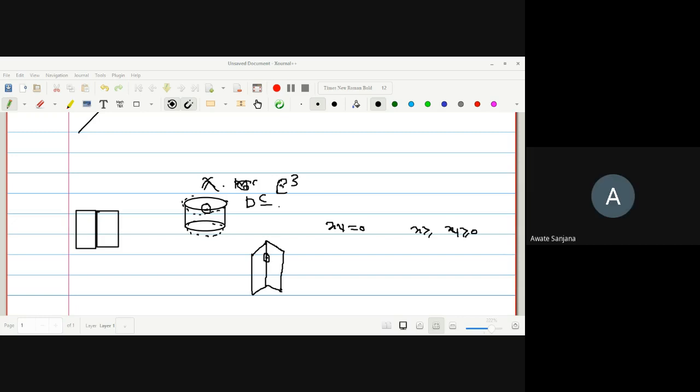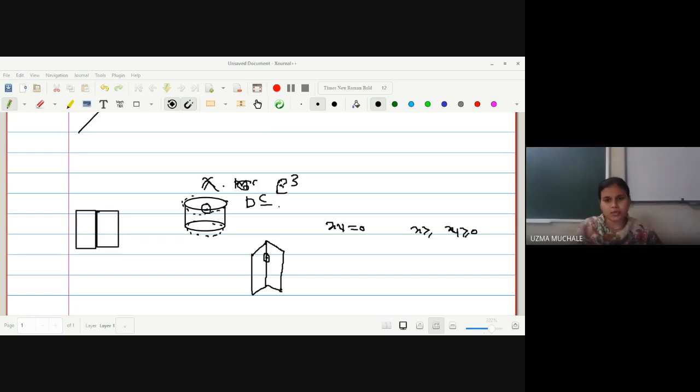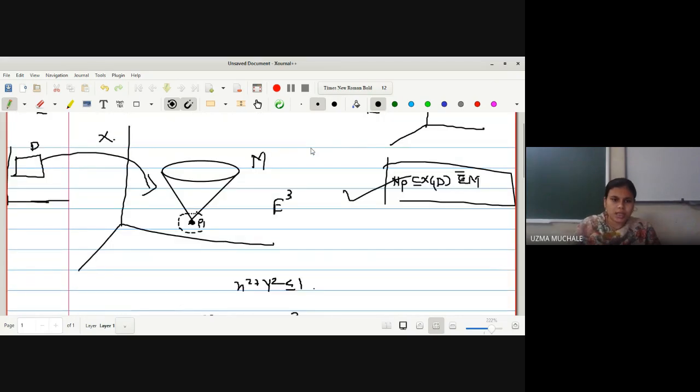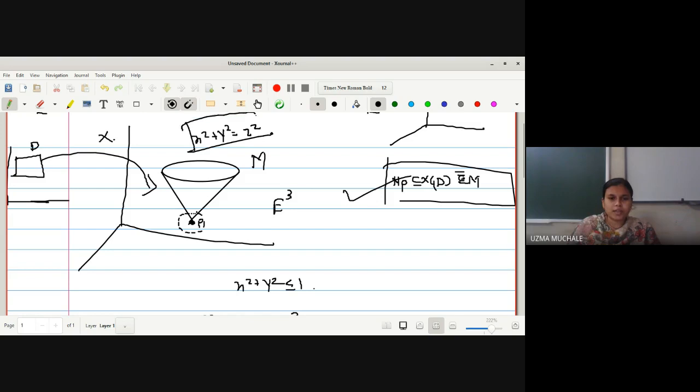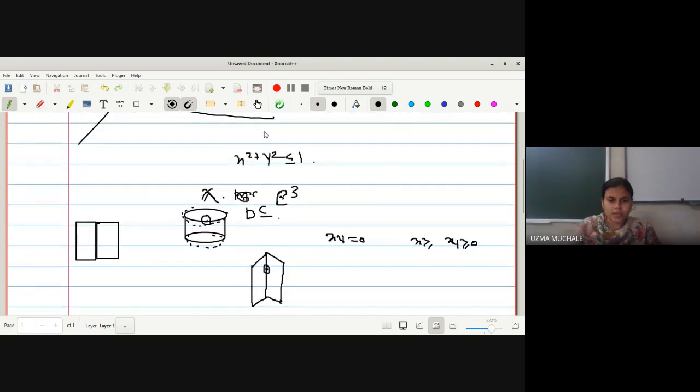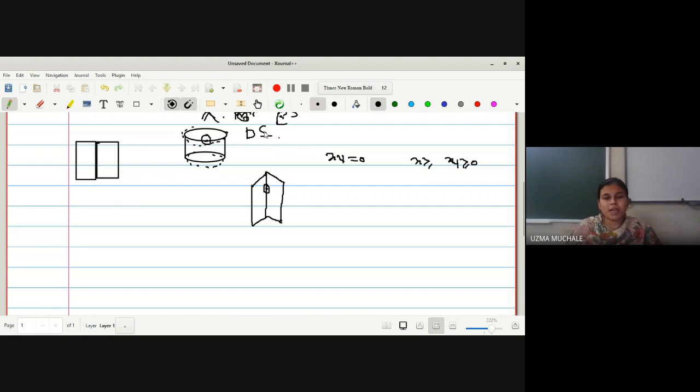Yes, ma'am. I can consider the equation of a closed disk as x square plus y square is less than or equal to 1. Okay, you can see this to be x square plus y square is less than or equal to 1, closed disk. And the equation of a cone. Yes, can anyone tell me what is the equation for the cone? Z square is equal to x square plus y square. Correct. This is the equation of a cone, equation of a closed disk, and equation of a plane. All these are not examples of a surface.